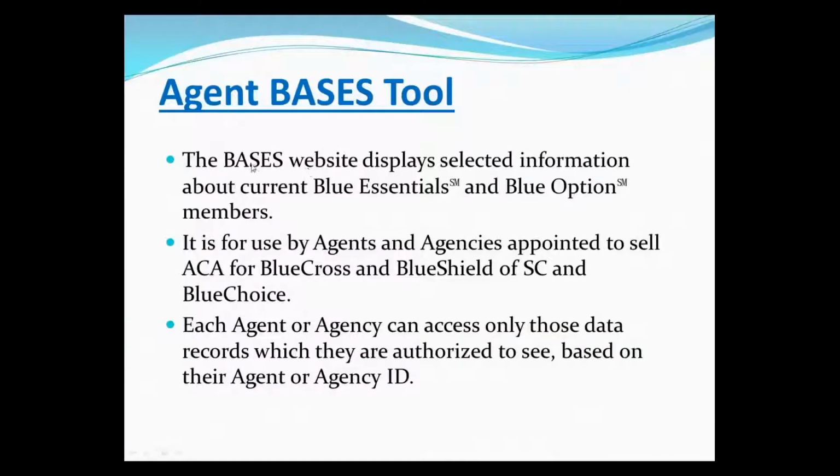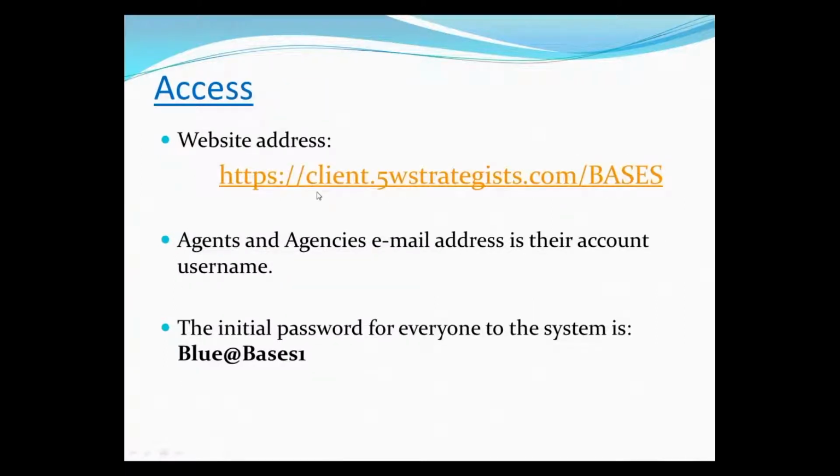The BASIS website tool displays both your Blue Essentials plans and your Blue Option plans. Each agent or agency can access only those data records which they are authorized to see. So you would only be able to see your book of business. You wouldn't be able to see other members, and we all know due to HIPAA, that's the way the system has to be set up.